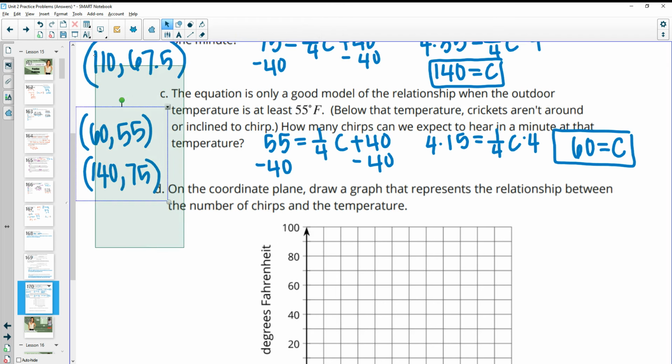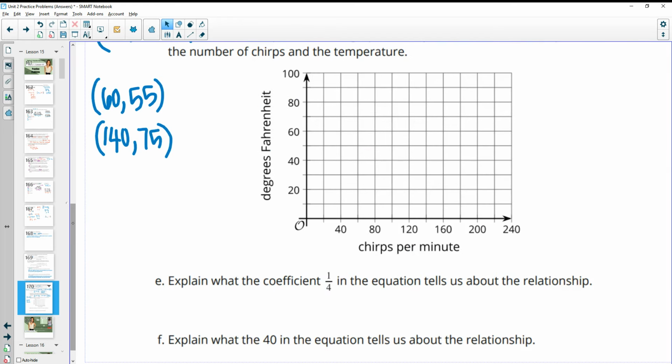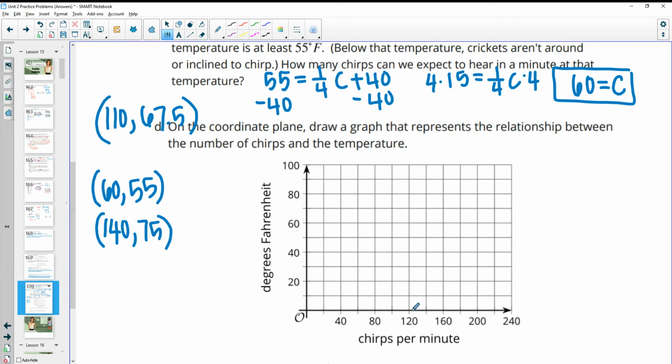And let me just bring those down so that we can see them with our graph. Okay, so we can go to 110. So this is 80 and this is 120, so halfway between that is 100. So 110 is going to be halfway between here and then at 67.5. So this is 60, this is 70, and then 80. So it's close to 70. Then at 60, we're at 55. And at 140, we end up at 75.